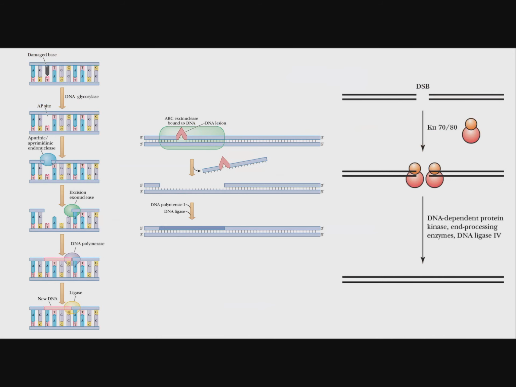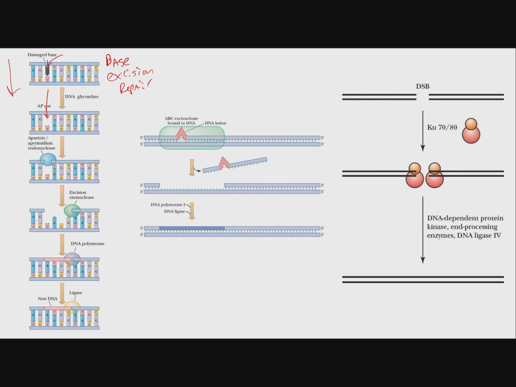So that's mismatch repair. Let's talk about base excision repair. So, and that's this guy over here. A damaged base can first be removed by DNA glycosylase, and this leaves what we call an AP site. It's apurinic or apyrimidinic. So basically it's missing a base. So the base gets removed and now it's missing. This was again done by glycosylase.